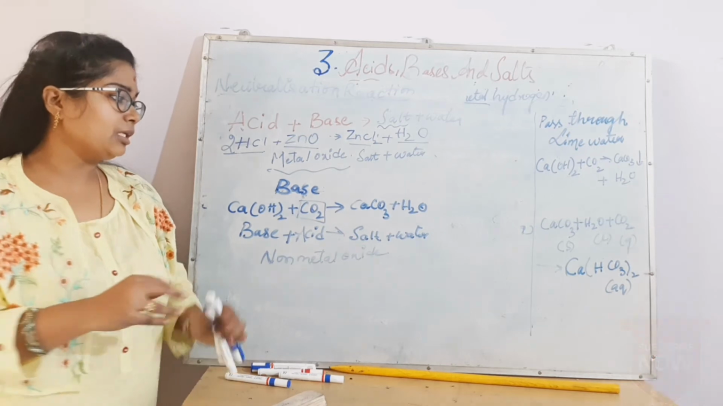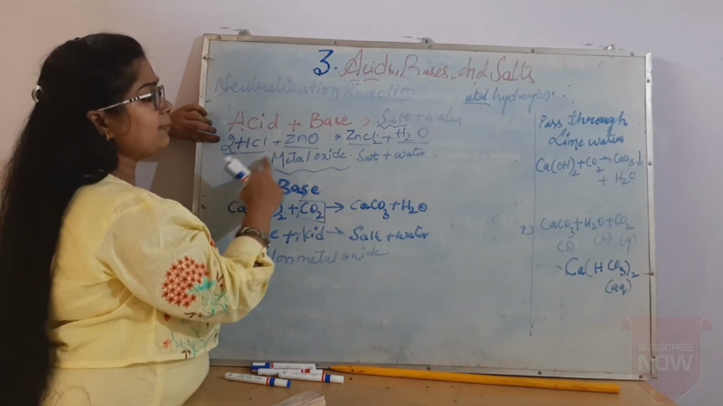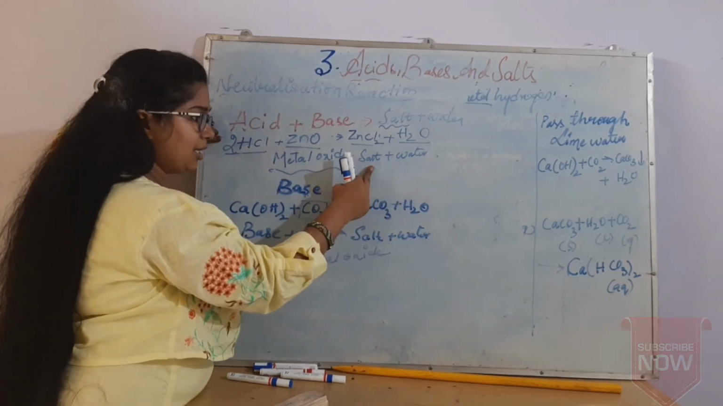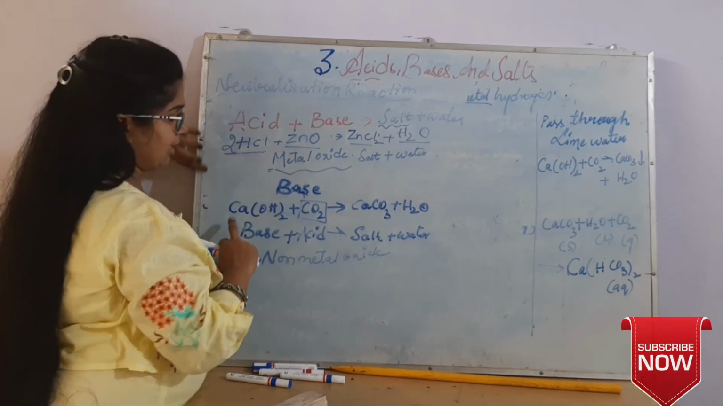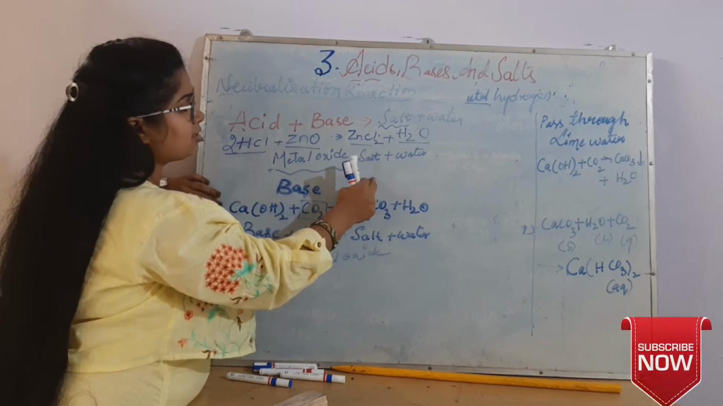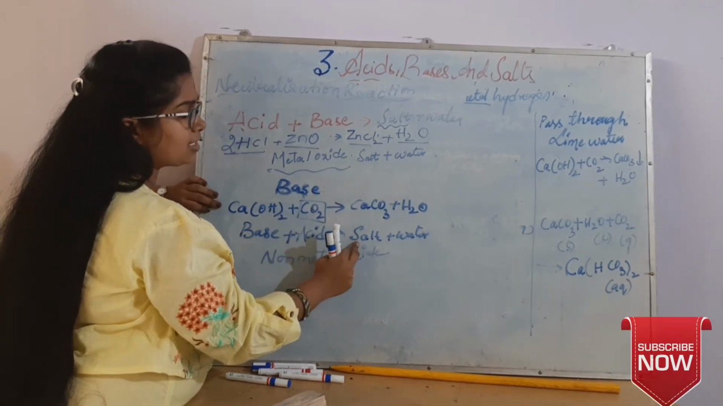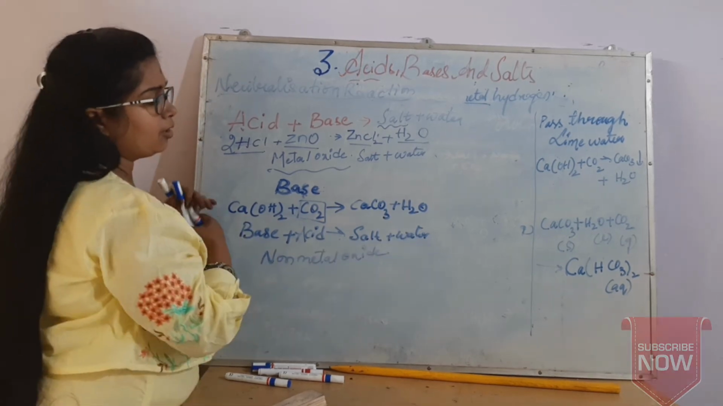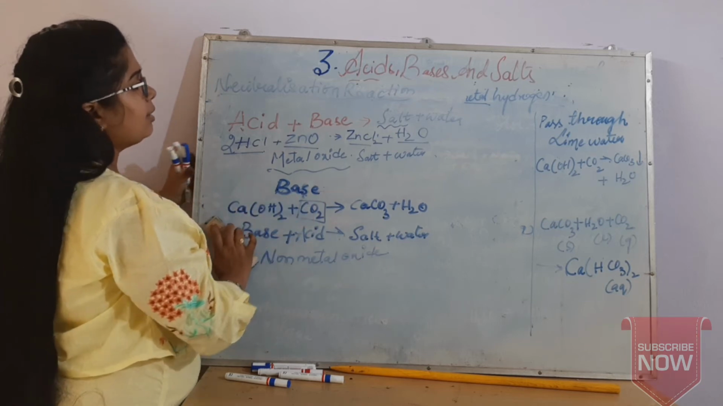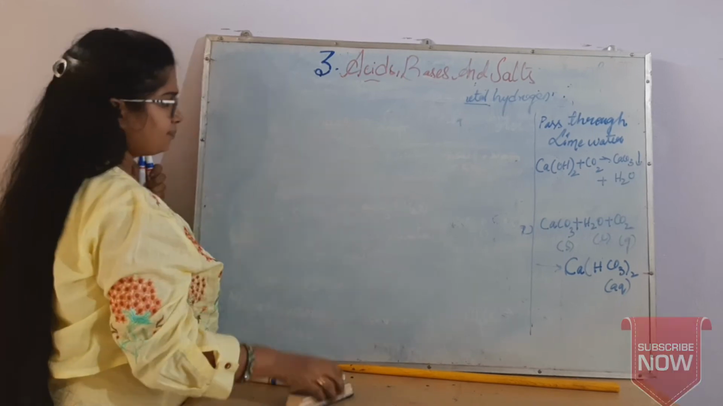Even in this reaction, what happened? Acid plus ZnO, a metal oxide, will give rise to salt plus water. The metal oxide is now what? Base. Acid plus base will give rise to salt plus water. Here base plus CO2, an acid, will give rise to salt plus water. So non-metal oxides are acids and metal oxides are bases.